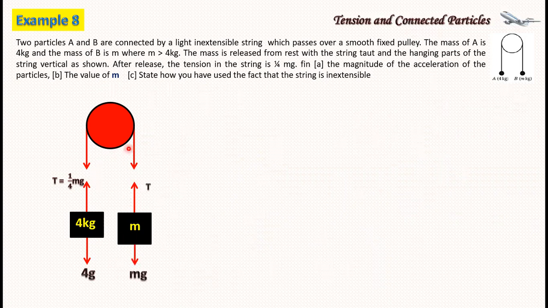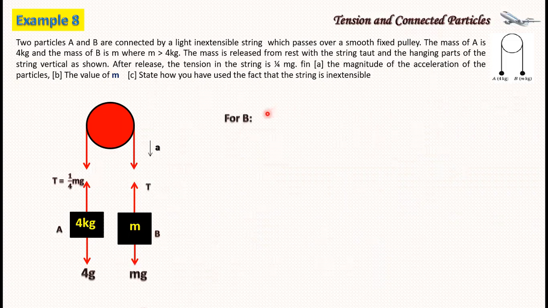Now we are being told the system is released from rest. And since this mass is the greater mass, and this pulley here is smooth, we know that this greater mass should normally pull the system downwards, in this direction. So we decide that the acceleration of the system is going to be downwards with respect to the M mass, while this other mass of 4 kg will move upwards.